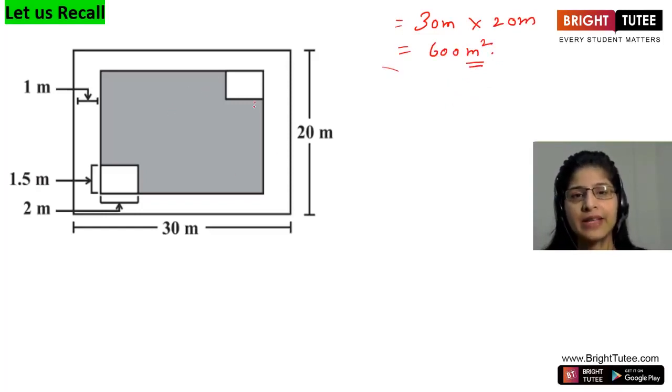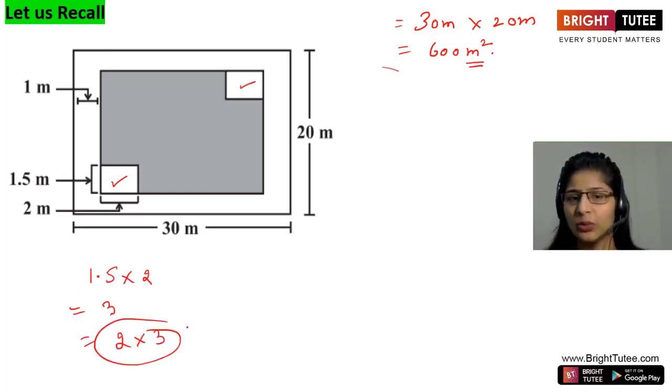Now if I ask you that there are two rectangular beds, and the dimensions are given as 1.5 and 2 meters. Can we find the area of these two beds? Yes, we can find out for one, and then we can multiply it by 2. So you will just write 1.5 into 2, that is 3. So you will get the area of the beds as 2 into 3, because there are two beds, so that will be 6 square meter.